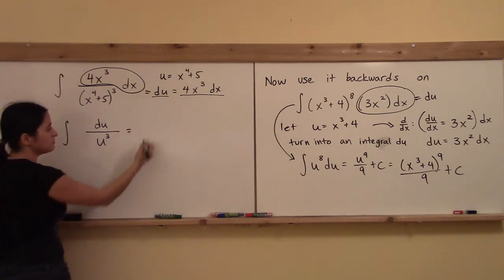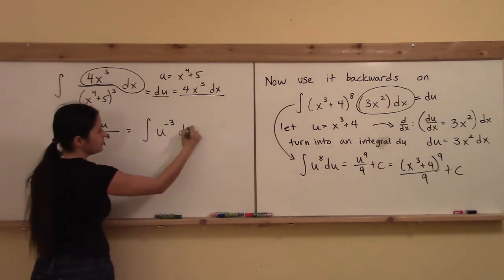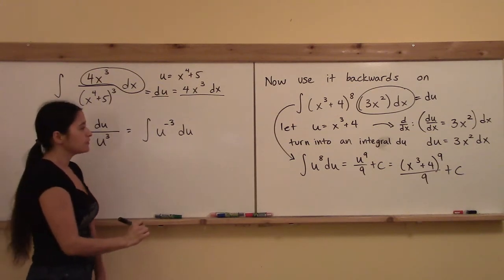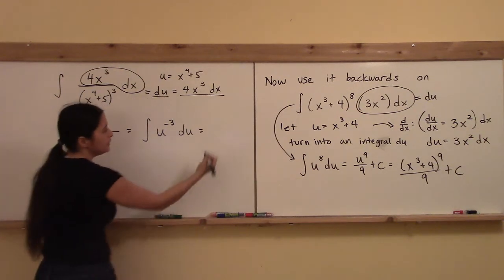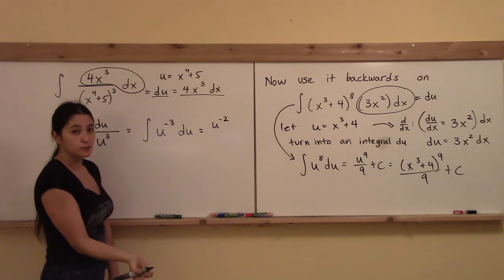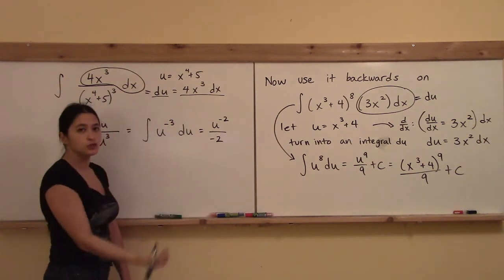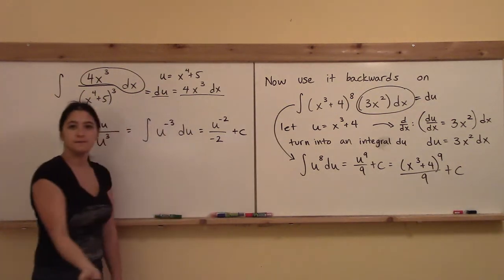In fact, it'll look even easier once I bring the u to the top and write that as a negative power. And then I've just got a classic power to integrate. Hopefully you feel comfortable having done all that practice integrating powers before. The answer is going to be u to the minus 2, because minus 3 plus 1 is minus 2. Then we have to divide by that same minus 2. And then we just have the plus c.